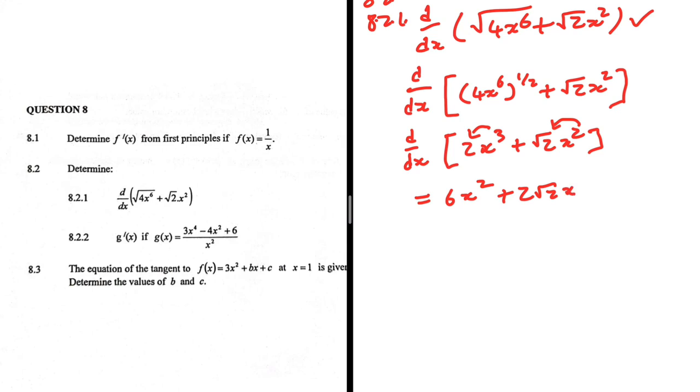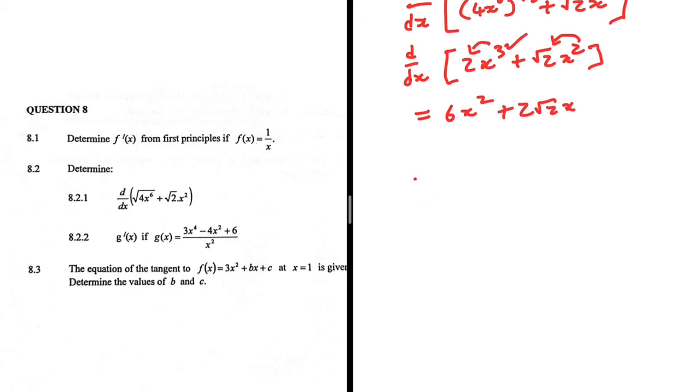So let me see. 4x to the power 6 under the square root, I get 2x to the power 3. That seems to be fine. Here I don't have to change anything. And then I differentiate. 4 to the power half is 2, x to the power 6 to the power half is x cubed, that seems to be well. That is 8.2.1. Let's take a look at 8.2.2.